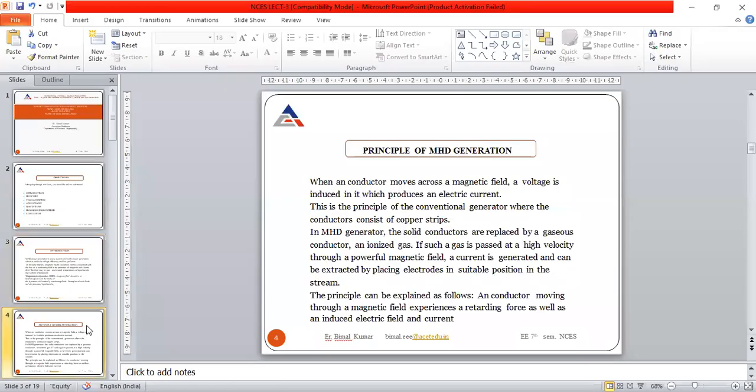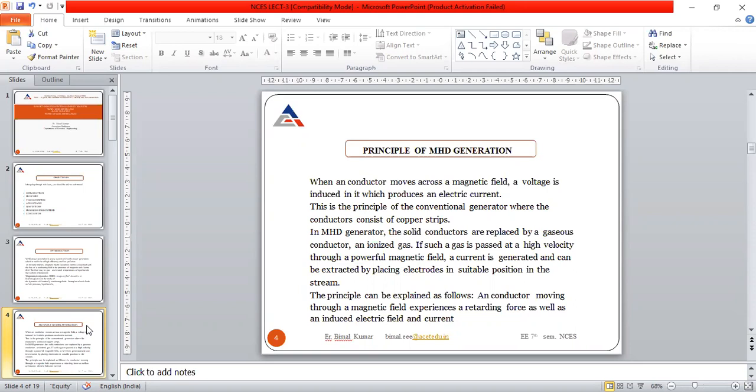Next is the principle of the MHD generator. Obviously its principle of operation is Faraday's law of electromagnetic induction, right? Which we had already discussed. What is Faraday's law of electromagnetic induction? Whenever there is a rate of change of flux, an EMF is induced across a coil, right? And the second law of Faraday's is that the amount of EMF induced is directly proportional to the rate of change of flux, right? So in this particular case, again, we are saying that when a conductor moves across a magnetic field, a voltage is induced in it which produces an electrical current, right?